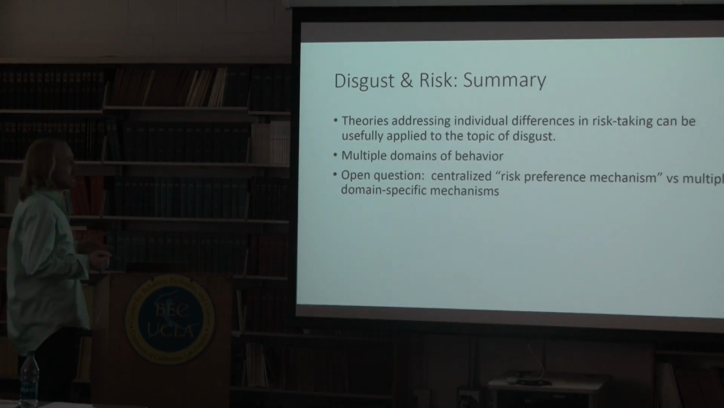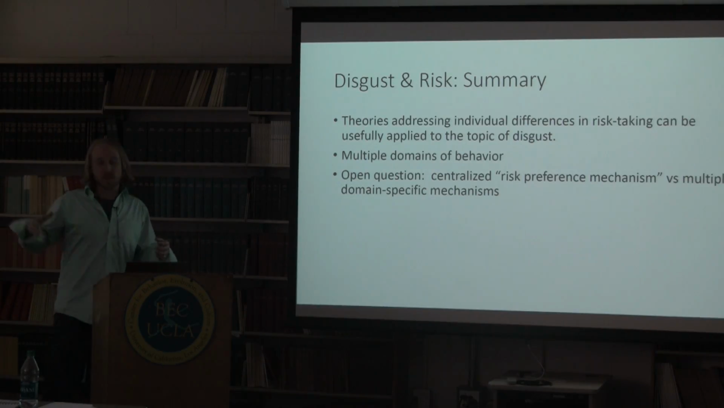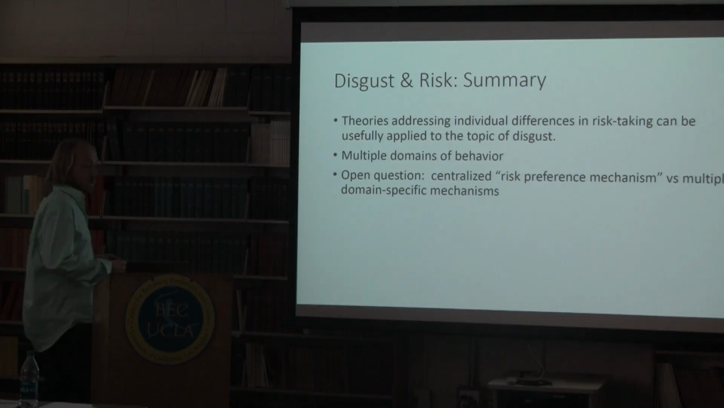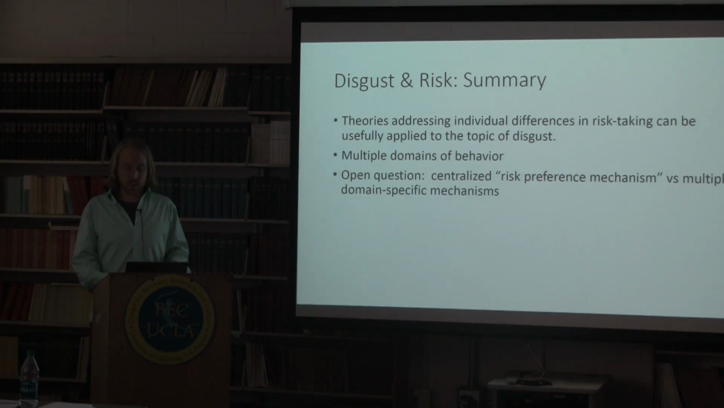Or you can imagine that the different disgust mechanisms and the different other emotion mechanisms have all separately been exposed to the same selection pressure, and so they all evolve their own risk preference mechanism on their own. That's an open question, but it seems like an interesting type of follow-up question.